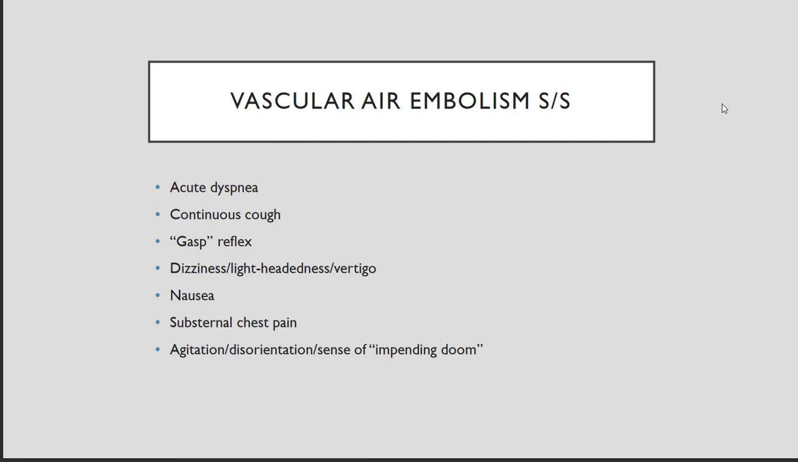Symptoms associated with pulmonary embolism include shortness of breath, chest pain, cough, lightheadedness, rapid heart rate or palpitations, rapid respiratory rate, or respiratory failure. Likewise, an air embolism presents with the patient experiencing acute shortness of breath, continual cough, gasping, dizziness, nausea, substernal chest pain, agitation, disorientation, or fear of impending doom.